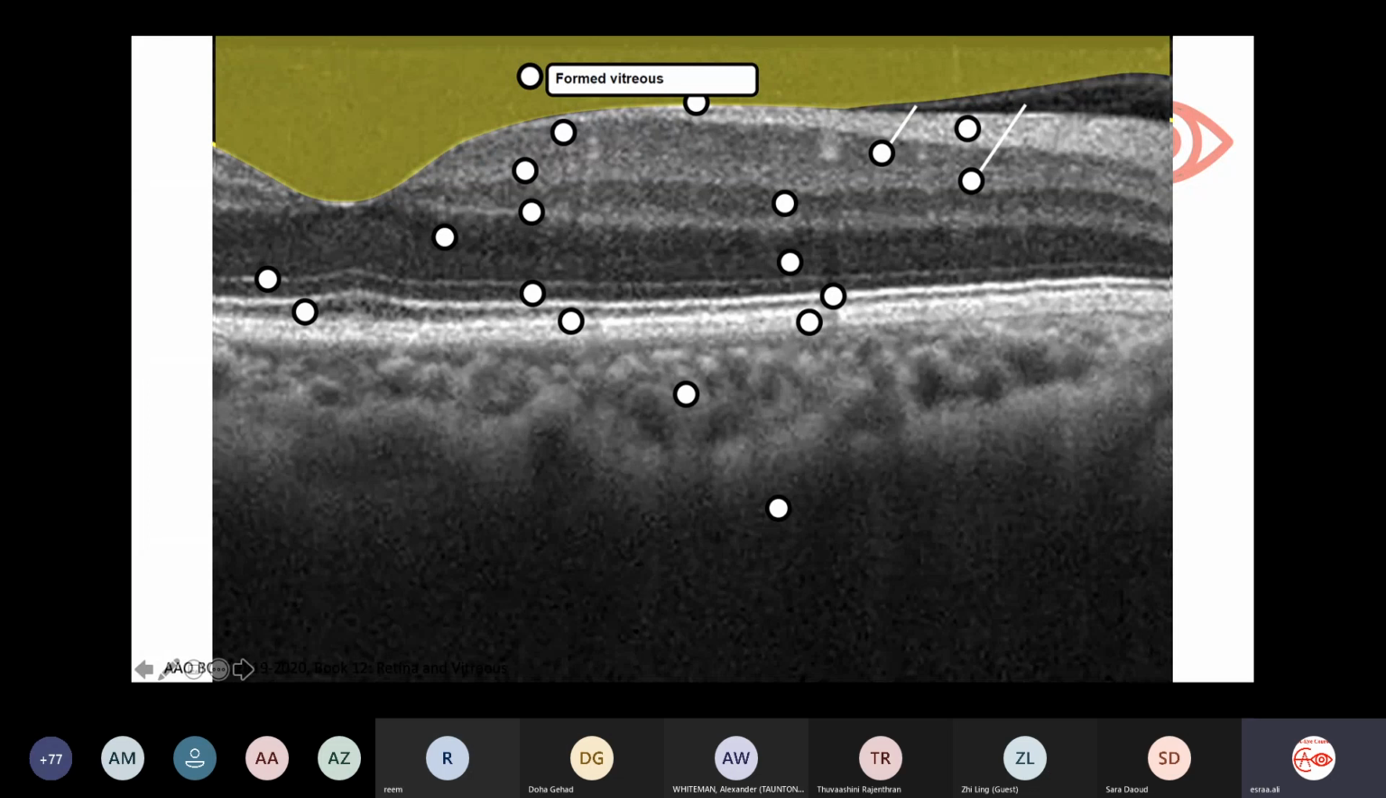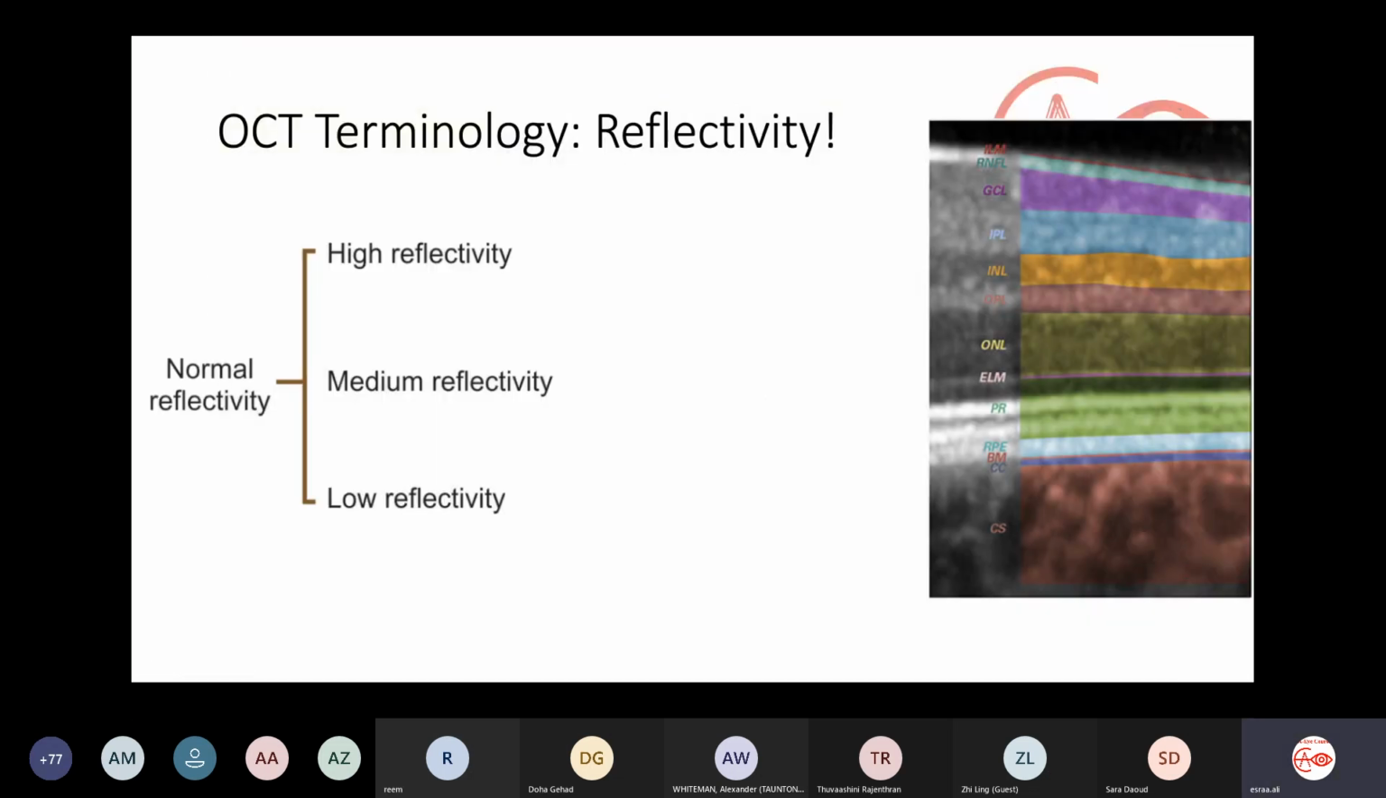As I told you, if you remember, the nuclear layers are rounded structures with spaces in between, so they are hyporeflective. So when you see a hyporeflective space over here, this is a nuclear layer definitely, and if it's near the outer side of the eye, this is the outer nuclear layer. If it's near the inside of the eye, it's the inner nuclear layer. So the terminology is called reflectivity. You talk about if it's hyperreflective, and high reflectivity, medium, low reflectivity. This is the language you use when you describe the OCT.